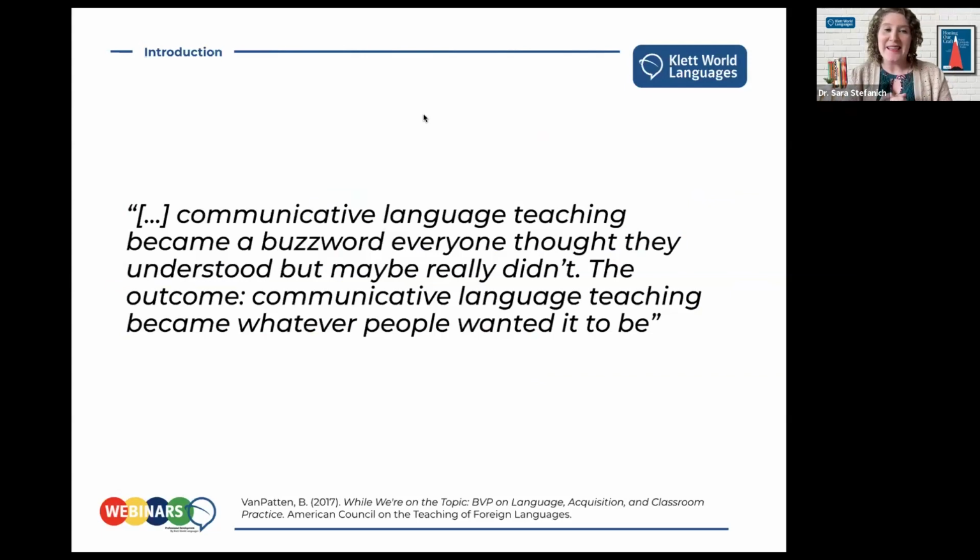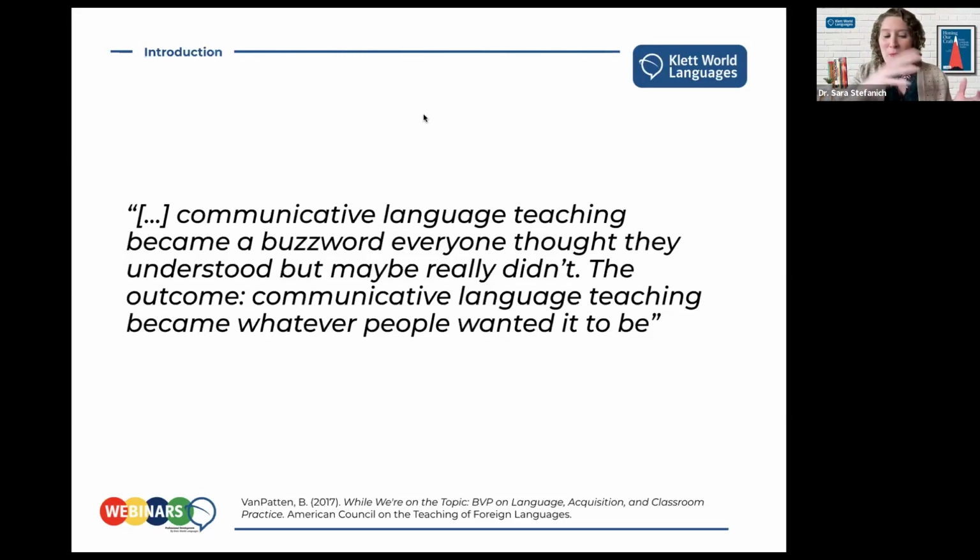And I really like this because when I think about why there might be myths and misconceptions about something like communicative language teaching, I think this has a lot to do with it, which is that it's a very common term now. It's almost common knowledge, a daily part of our vernacular as language teachers. Communicative language teaching is not necessarily anything new. It's been around for quite a while.